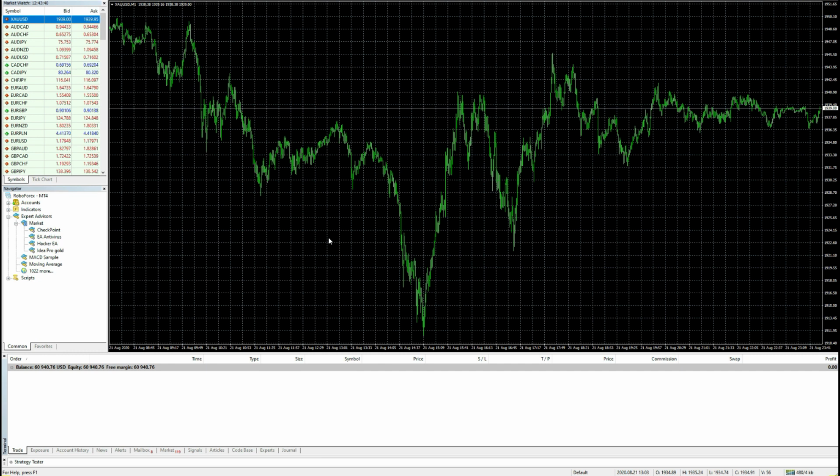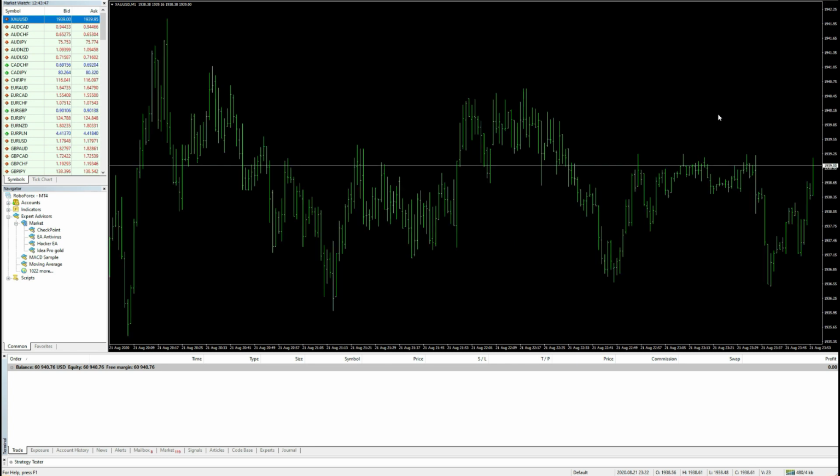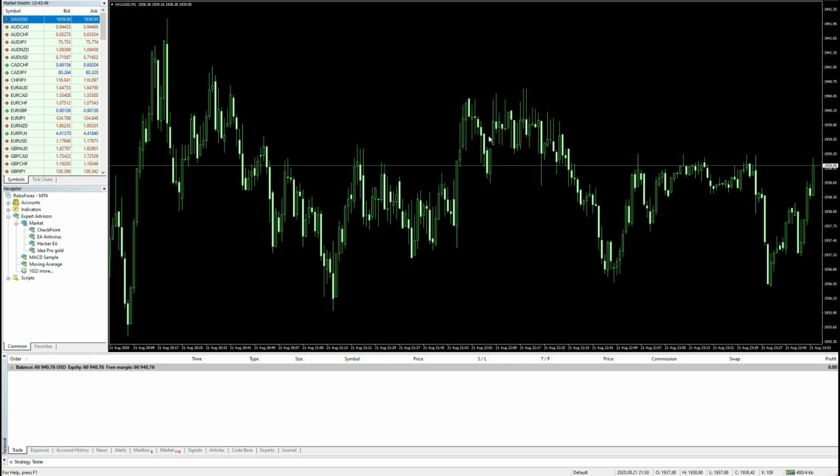It looks very cluttered, so let's get rid of the grid. Let's make it bigger as well, and then let's look at bars.